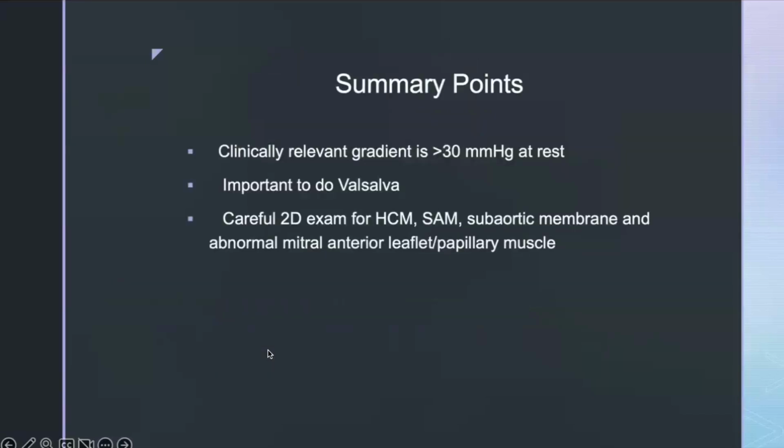So a couple of things just to go before I summarize the two separate points. One is that a clinically relevant true gradient or true obstruction is relevant when it's greater than 30 millimeters at rest. It's particularly important when there's pathology. And the pathology that needs to be excluded is HCM, SAM, subaortic membrane, and abnormal mitral anterior leaflet papillary muscles. If you see a gradient, you should try and exclude these with images.